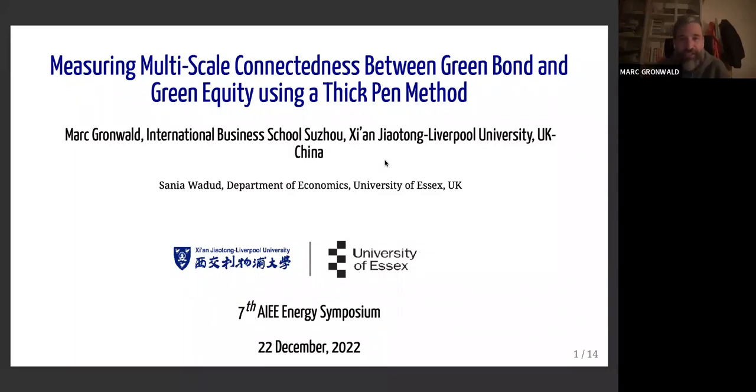So ultimately, this paper is about green bonds and green equity, but it is also promoting an innovative methodological approach, the thick pen method. This means in this presentation, I will talk about both. I will emphasize the method, but I will also talk about the results and the markets we are looking at and so on.